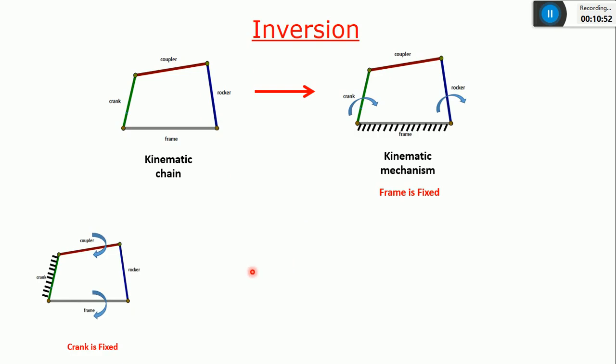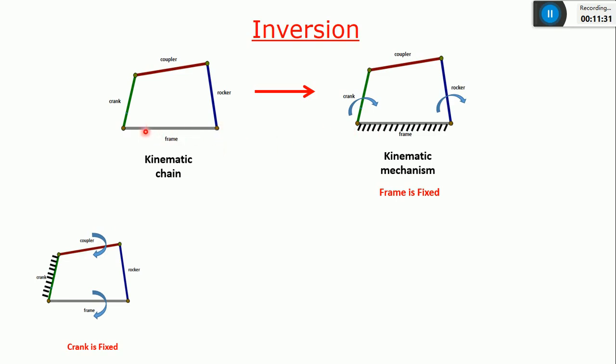For example, what I will do, instead of fixing this frame, I'll fix the crank. You can see in this figure the crank is fixed, correct? The crank is fixed. Then I'll give the input at this coupler and I'll get the output at this frame. Okay. In this case, since the dimensions of the coupler and the frame are almost the same, you'll not get a rotary path. The coupler also follows an oscillating path. The frame also follows an oscillating path. It means you are modifying this kinematic chain as per your requirement. So that you can fix different elements at different times.